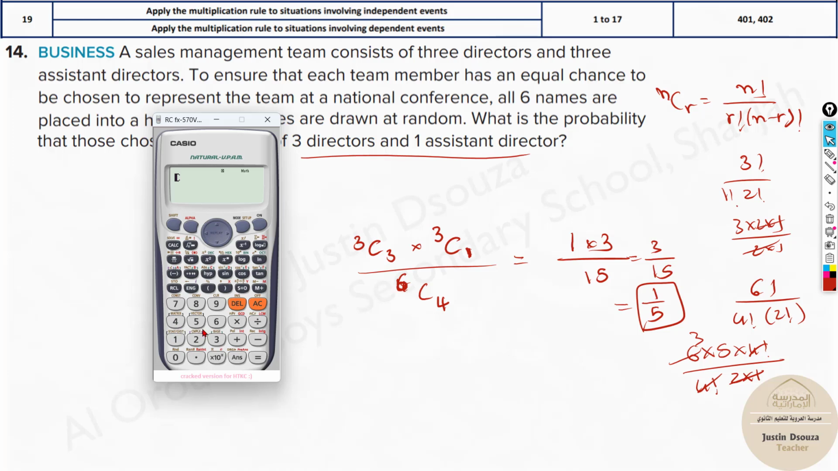So you can use anything. 6C4. That's the answer. If you want to write the entire thing, it's fine. You just write 3C3 multiplied with 3C1, and you can write the same thing down. It is 6C4, by shift and the division symbol, 4, and the answer is 1 by 5. And if you want to know in terms of percent, you just multiply it by 100, it will be 20%.